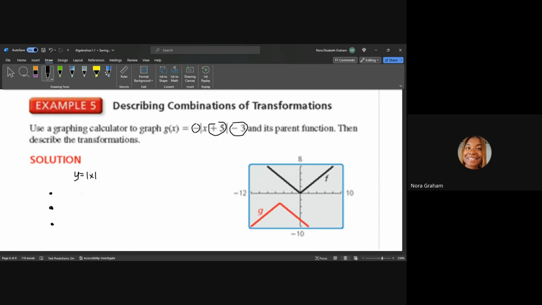This negative is being multiplied by my grouping symbols, or my absolute values. So I know that's going to be a flip or reflection. I'll put reflect over x-axis. Sorry, it takes me a long time to write with this pen. Over x-axis. And then the other transformation.